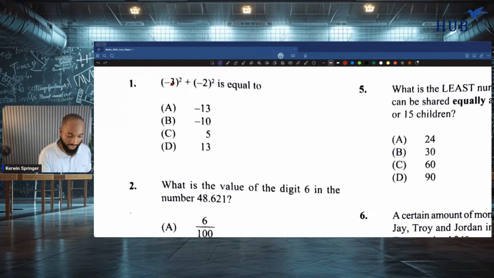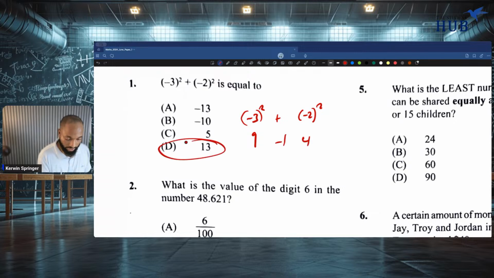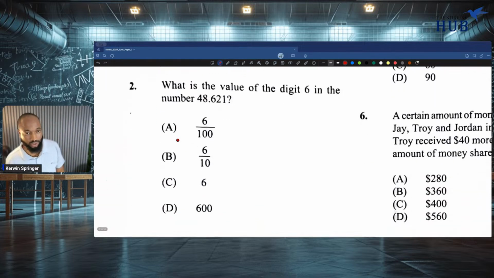What's the answer for the first one? D. -3 squared is 9, and -2b squared is 4. 9 and 4, 13. D. We good to go. Next one. What's the answer for the next one?